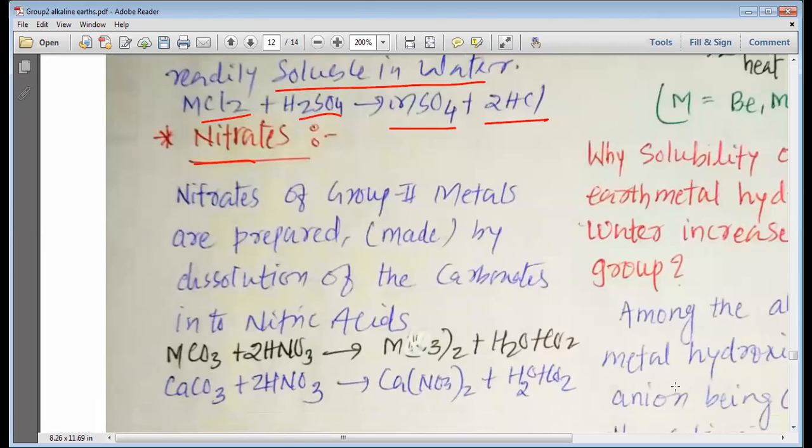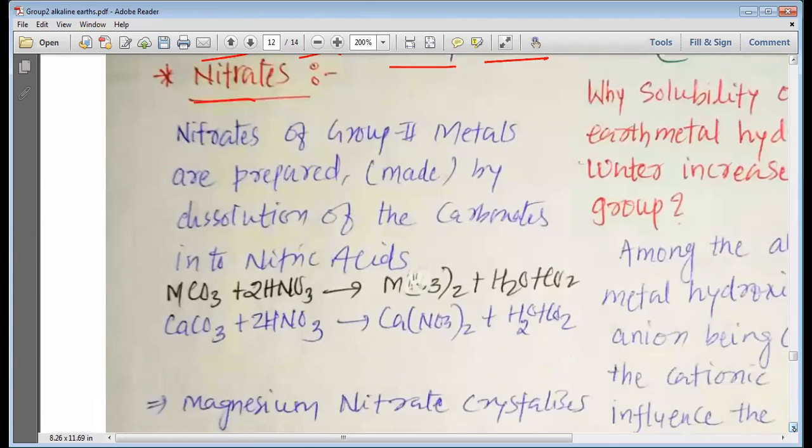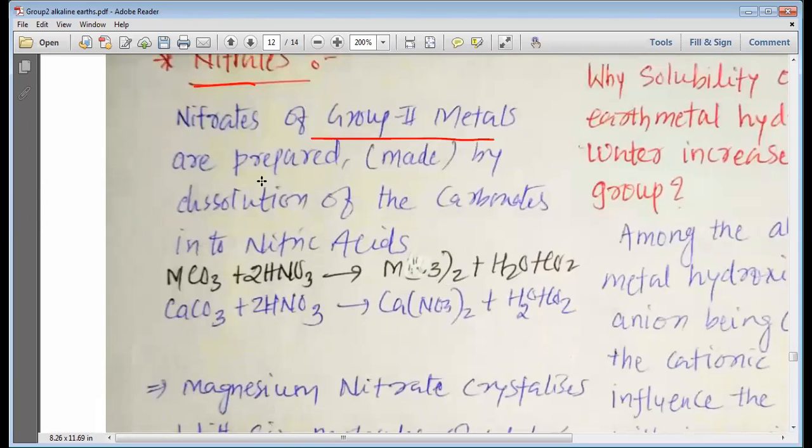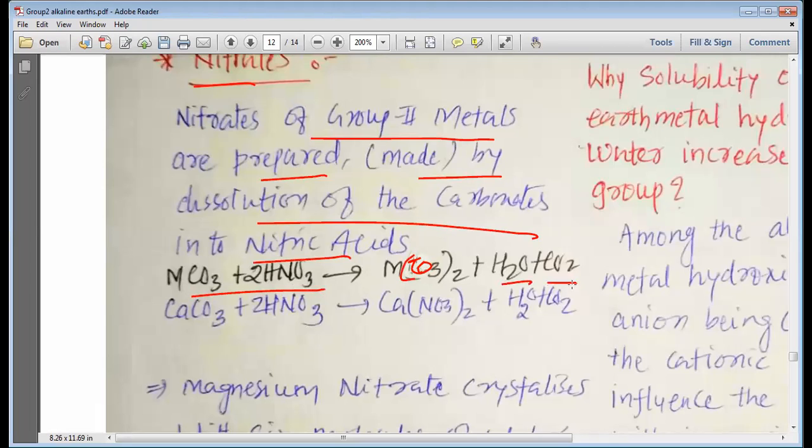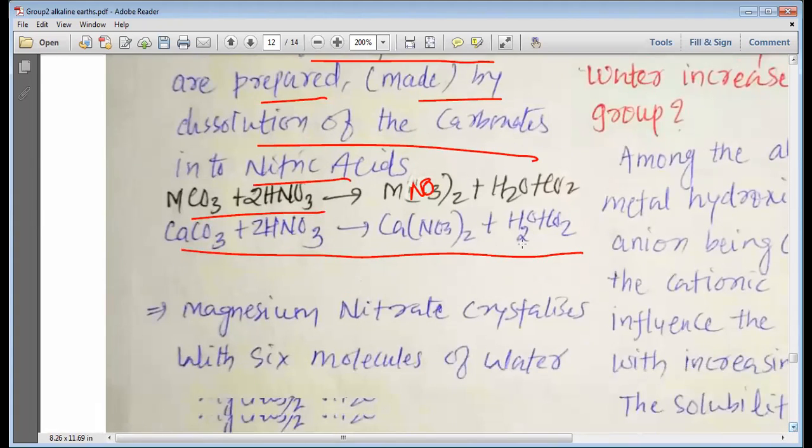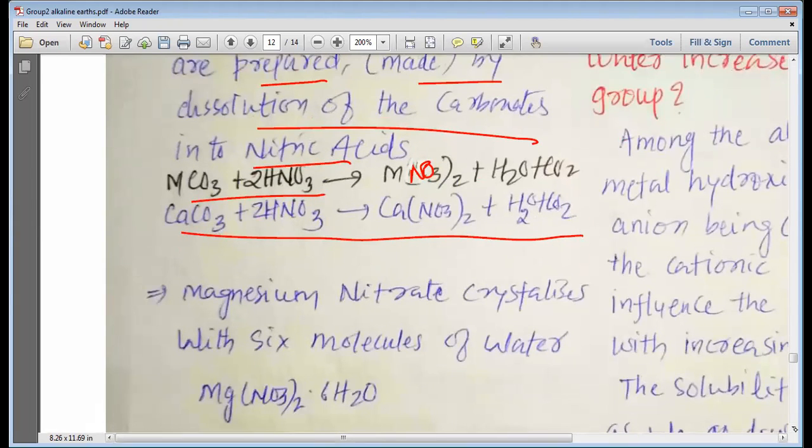Now, my dear students, we want to study about the nitrates. So nitrates of group 2 metals are prepared by the dissolution of the carbonates in nitric acid, MCO3 plus 2HNO3 gives M(NO3)2 plus H2O plus CO2. This is what we can easily understand from the example CaCO3. When it reacts with nitric acid, it gives Ca(NO3)2 plus H2O plus CO2.